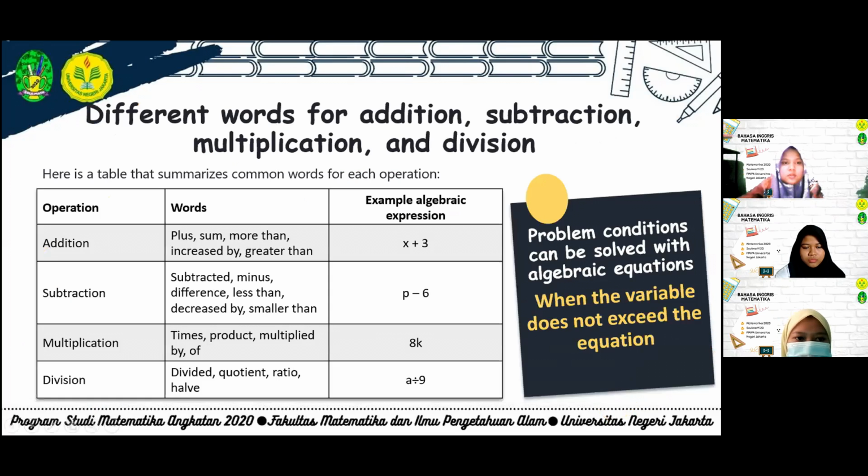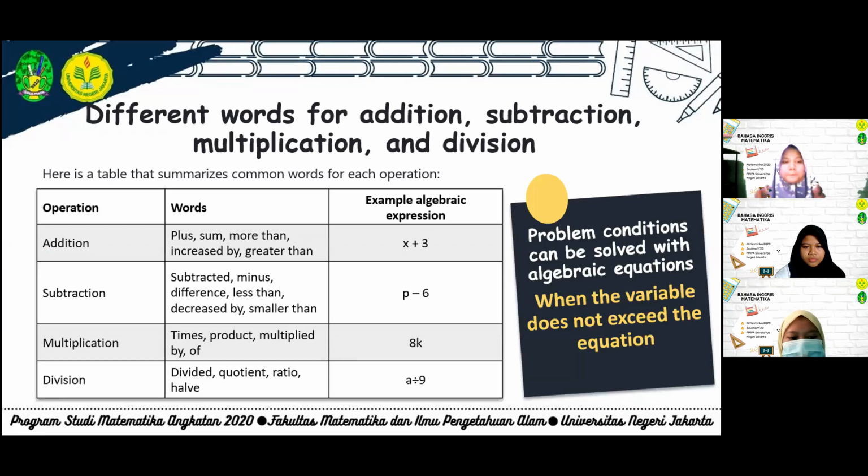Here is a table that summarizes common words for each operation. Addition can be expressed by plus, sum, more than, increase by, greater than. For example, x plus 3. Subtraction can be expressed by subtracted, minus, difference, less than, decrease by, smaller than. For example, t minus 6.